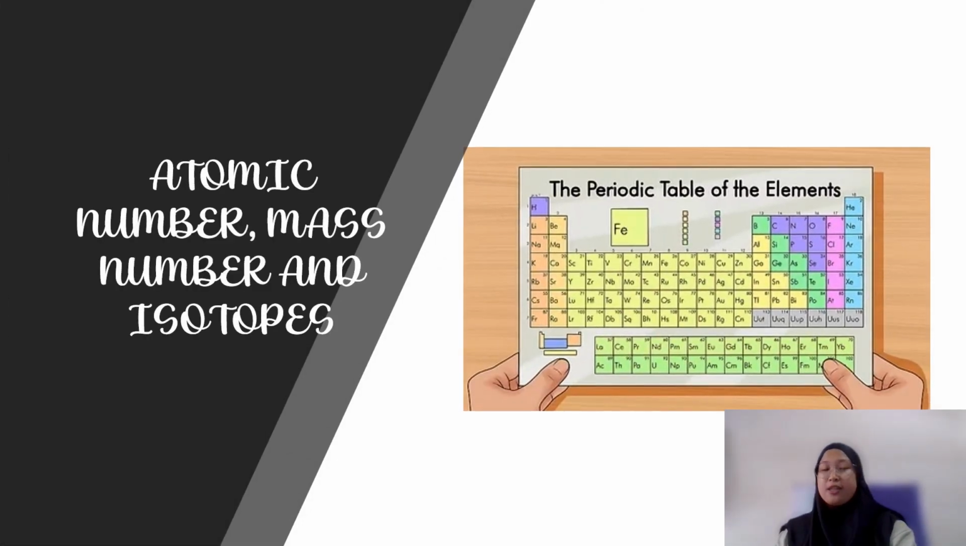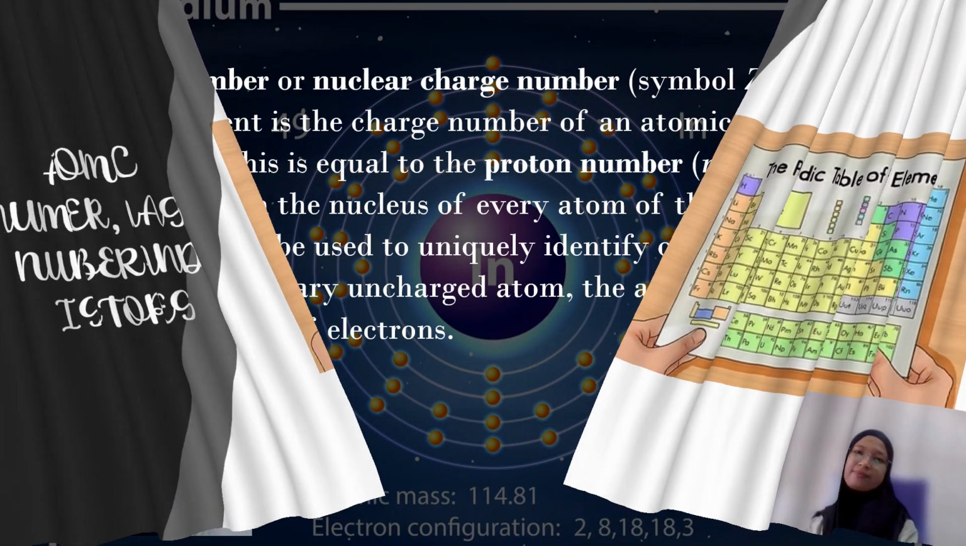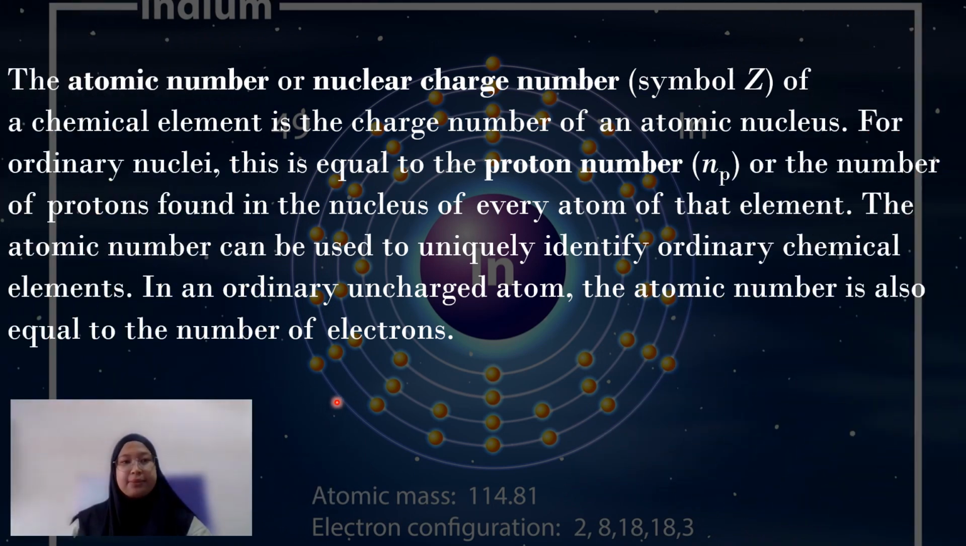Let's move on to the next subtopic, which is atomic number, mass number, and isotope. So, what is atomic number? Atomic number, or nuclear charge number, symbol Z, of a chemical element is the charge number of an atomic nucleus. For ordinary nuclei, it is equal to the proton number, Np, the number of protons found in the nucleus of every atom of that element. The atomic number can be used to uniquely identify ordinary chemical elements. In an ordinary uncharged atom, the atomic number is also equal to the number of electrons.